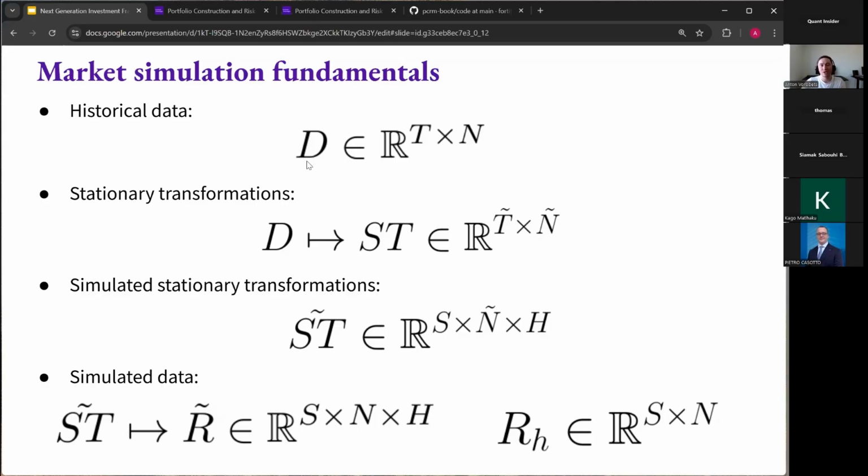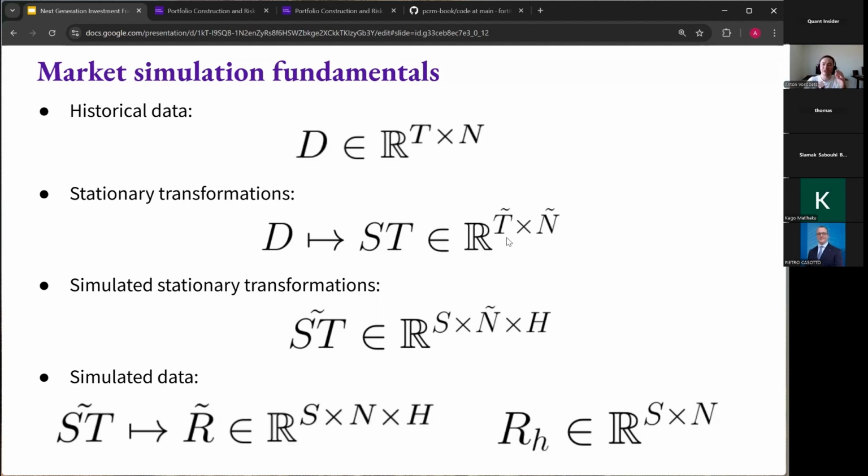So basically, you would start with your historical data. So it has capital T observations and then N time series. This is usually how investment data will come. And then before you just start feeding this data into statistical models, you probably want to pre-process it in a way such that it's easier for your statistical models to learn from it. That often involves a transformation into something which is stationary or approximately stationary or locally stationary, however good we can get it in practice. So this is what we call the stationary transformations.